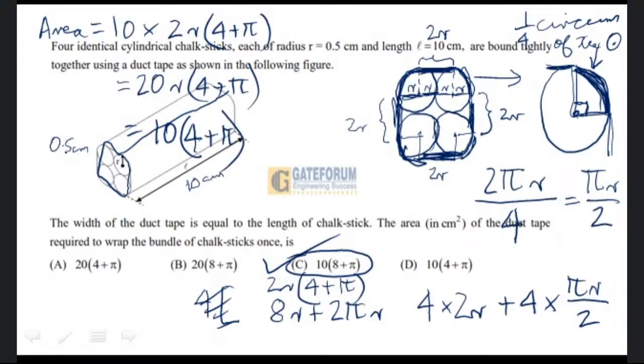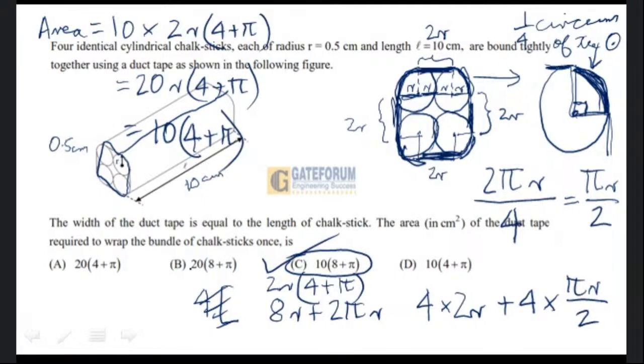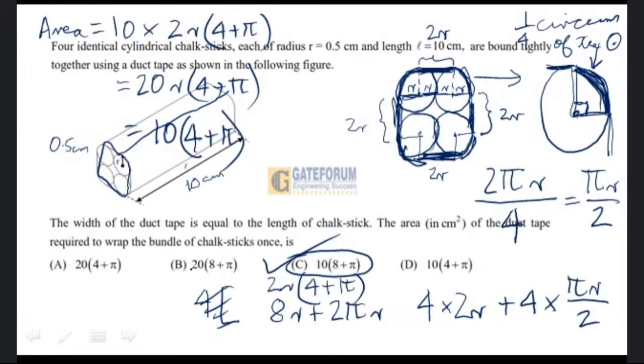I forgot while explaining that r was 0.5. So that's why I was wondering where was r in the options. Okay, so it was 1.5. So I hope we have got it very cleanly. Let us move on.